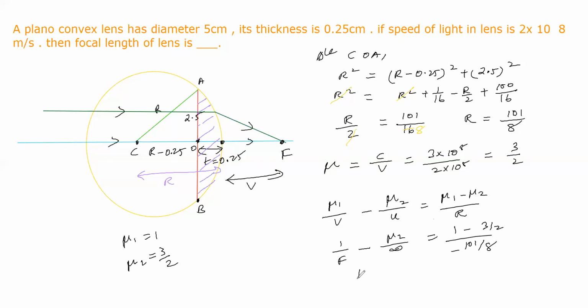Now we are going to take 1 by f. 1 by f is equal to 1 minus 3/2, which is minus 1/2, minus minus cancel, so 1/2 divided by 101 divided by 8. Simplifying this, we get f is equal to 101 divided by 4. From this, the f value is 25.25. All the values are given in centimeters, so the answer is in centimeters.